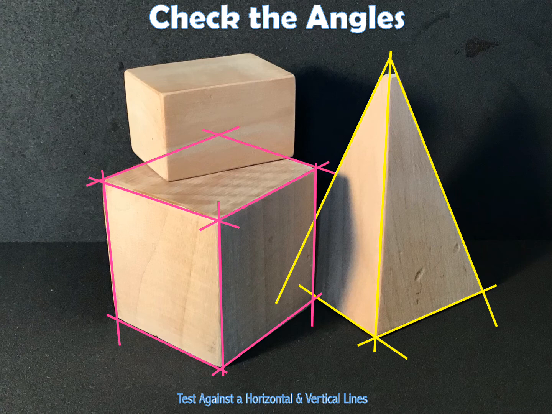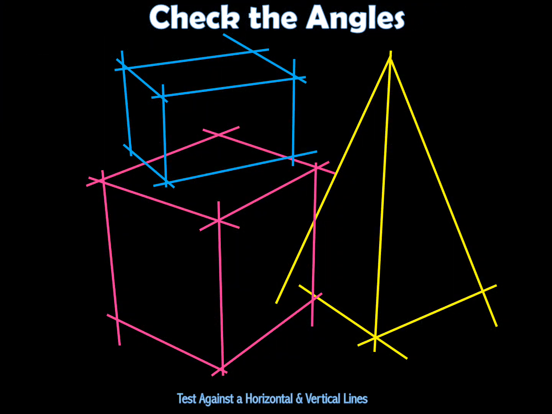Now the smallest rectangle, vertical line, almost vertical line, diagonal, more diagonal, diagonal, diagonal, diagonal.